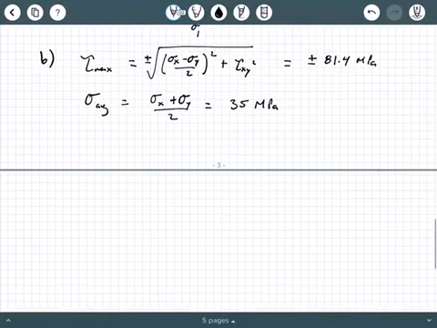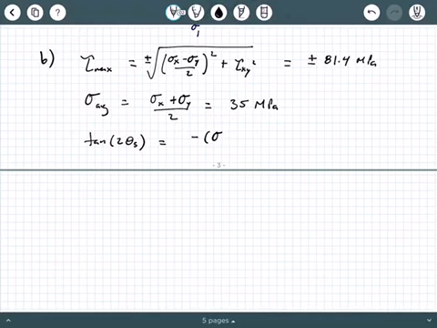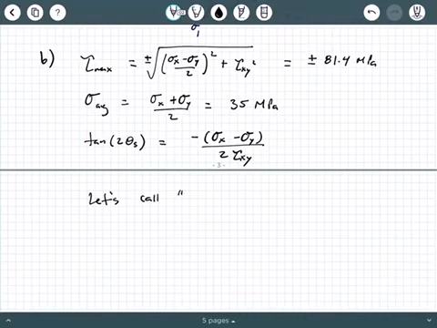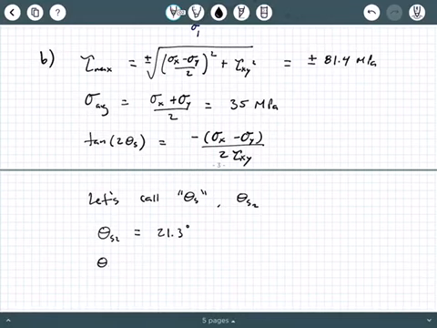81.4 megapascals. Okay, and then the associated average normal stress is (sigma x plus sigma y) over 2. Again, watch your signs here. Please watch them anywhere you're substituting them in. Punch this through. You should confirm that this is 35 megapascals. And then the orientation of it is defined by tangent of 2 theta s, which equals negative the quantity (sigma x minus sigma y) over 2 tau xy.